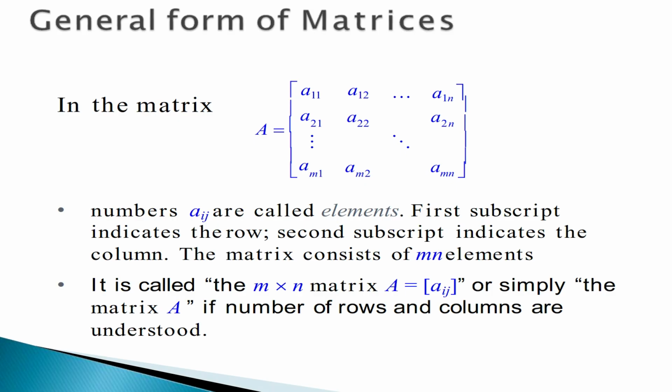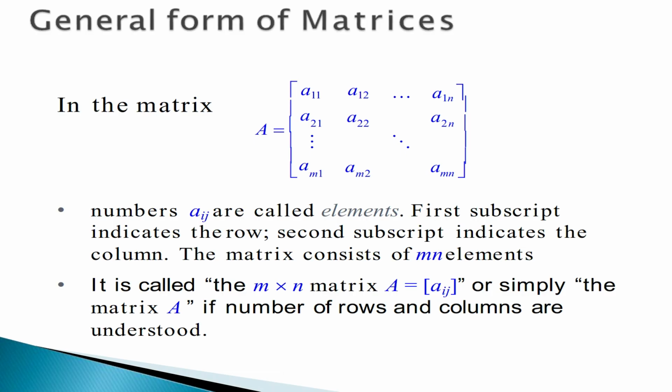Next, we go to the general form of a matrix. Generally, the elements are written in the form aij. This is the general form of a matrix. A is a matrix containing the elements a11, a12, up to a1n, am1, am2, up to amn. Here the aij are called the elements. The first subscript i stands for the row and the second subscript indicates the column. The matrix consists of mn elements. Here it is called an m cross n matrix, where aij is the element.